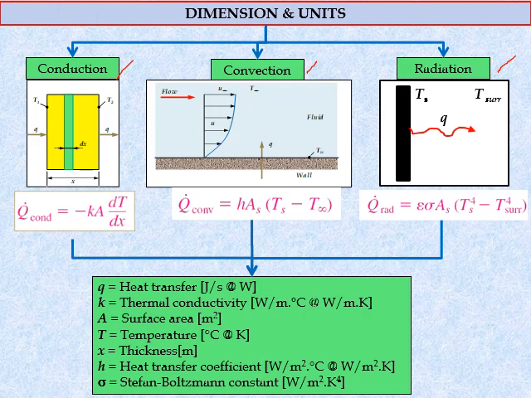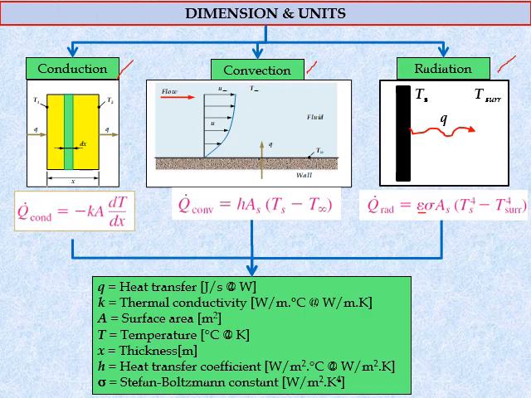And last is the radiation. Q radiation is equivalent to sigma epsilon A Ts to the power of 4, where epsilon is the emissivity, sigma is the Stefan-Boltzmann constant, A is the surface area, and Ts to the power of 4 is the surface temperature of this body. For this case it is not a black body, because it has an epsilon value. If it is a black body, then the epsilon value will be equivalent to 1. Minus the surrounding temperature, here with the power of 4.